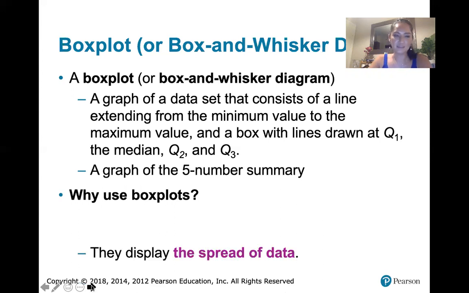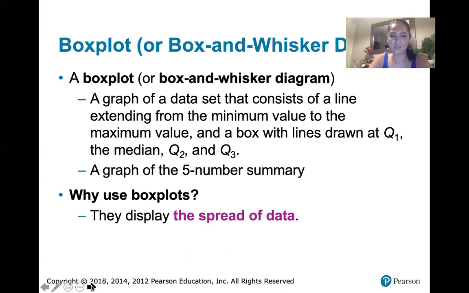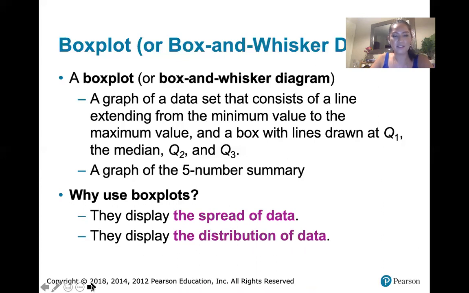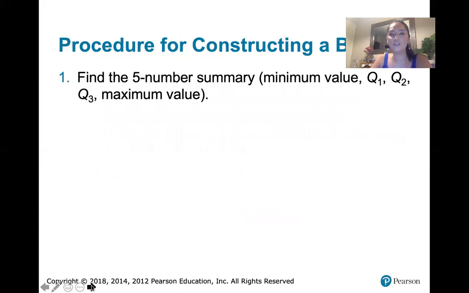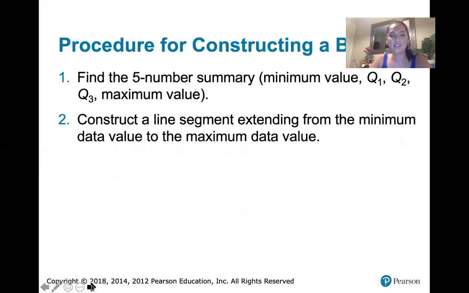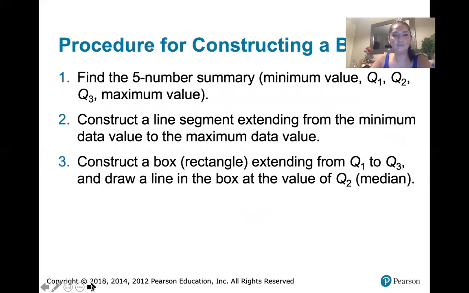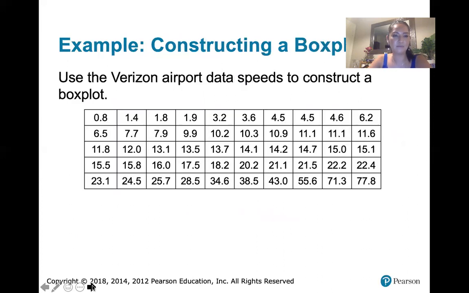The reason we do this is because it displays the spread of the data. We can see how that data is grouped when we look at the box plot. It also displays the distribution of data in much the same way that a histogram would. And that makes it excellent for comparing data sets. So here's our procedure for constructing a box plot. First, you find the 5-number summary, and then you construct a line segment extending from the minimum to the maximum. And then you draw a rectangle extending from Q1 to Q3, and then draw a line in the middle of that rectangle at Q2. And let's do that for a particular data set.